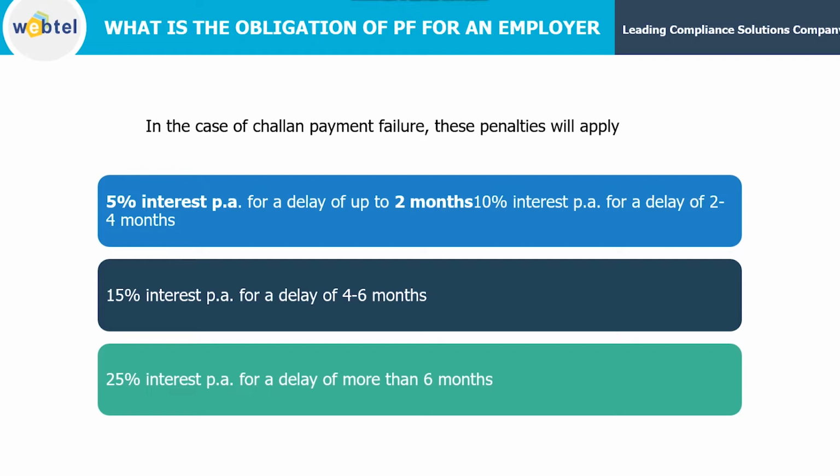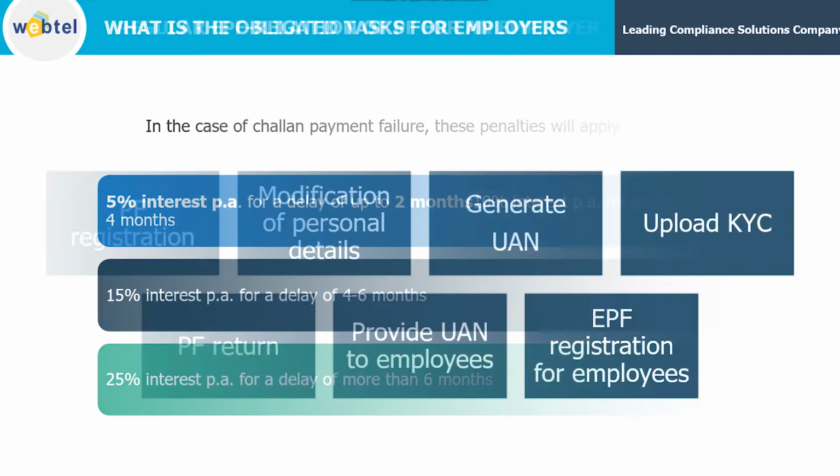In case the challan is delayed to be paid, the interest penalties are as shown on the screen. 5% interest per annum for the delay of up to 2 months, 10% interest per annum for a delay of 2 to 4 months, 15% interest per annum for a delay of 4 to 6 months, and 25% per annum for a delay of more than 6 months.